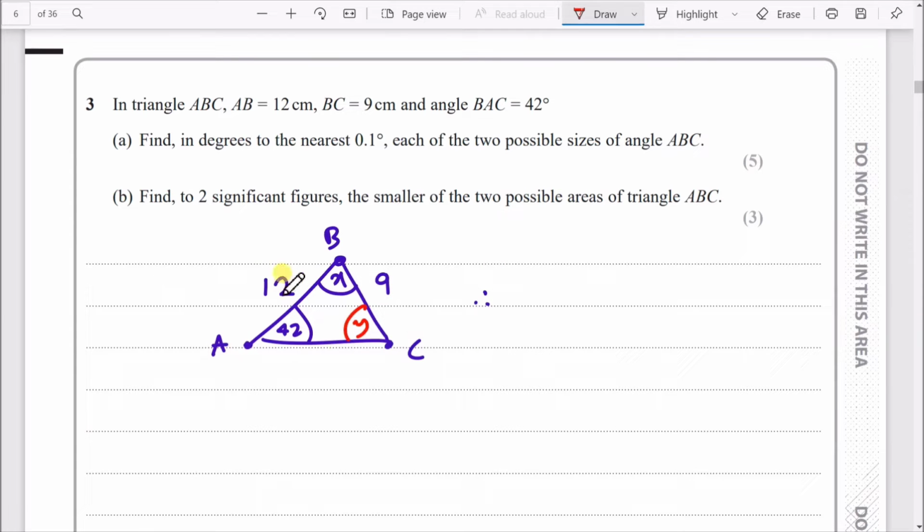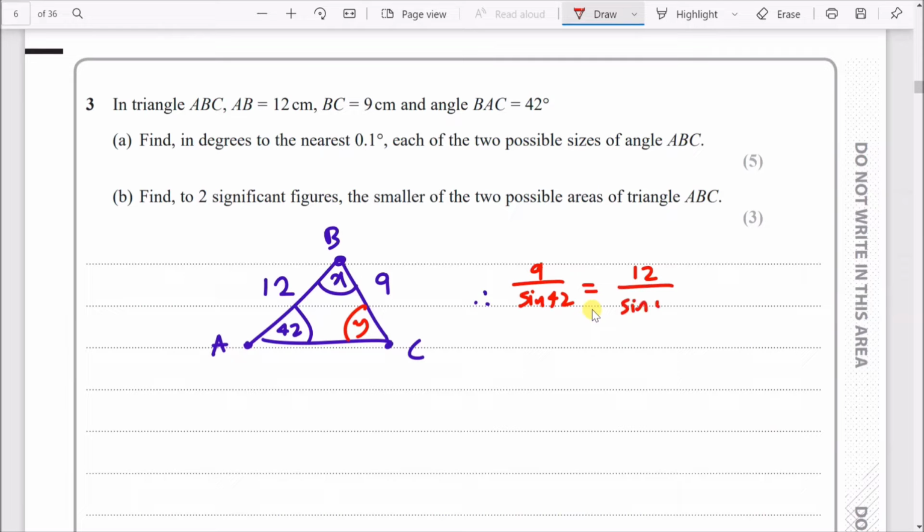Now the trick is, if you're working with 3 lengths, then you're using the cosine rule. If you don't, then you have to use the sine rule. So let's match up what we know, yeah? According to the sine rule, we match up length with angle. So we've got 9 over sine 42. That's one of them. Now we need to find something else. Well, we also have 12 over sine y.